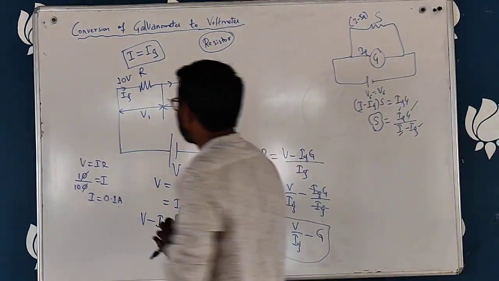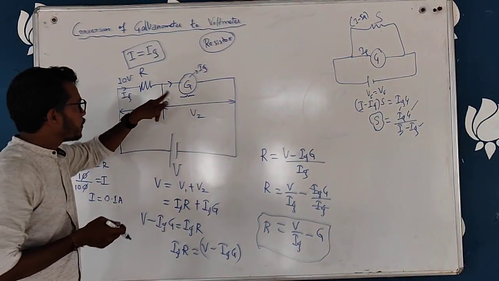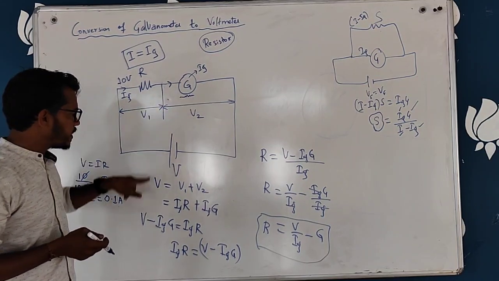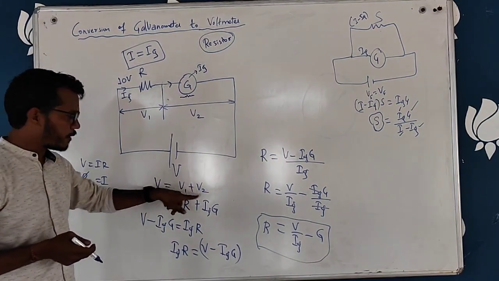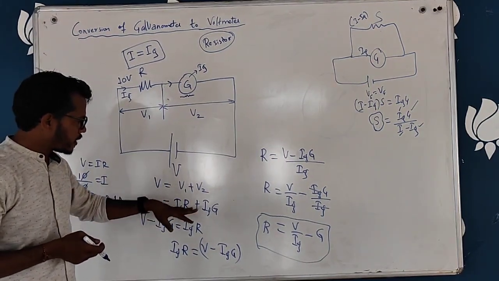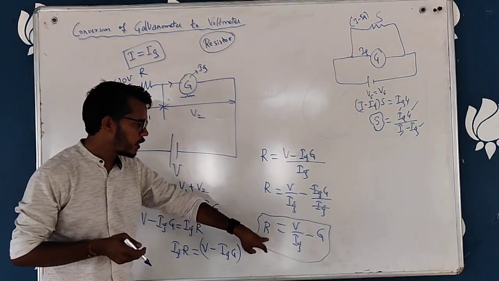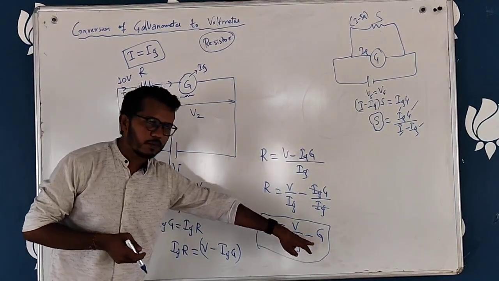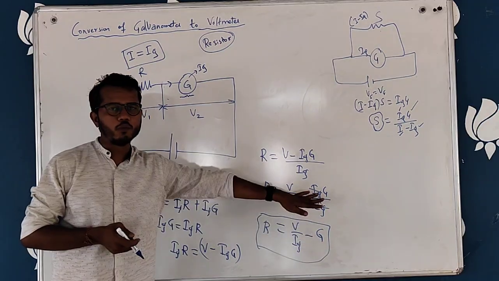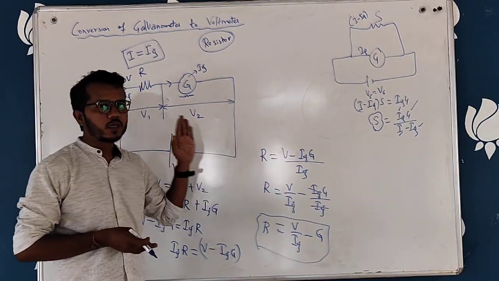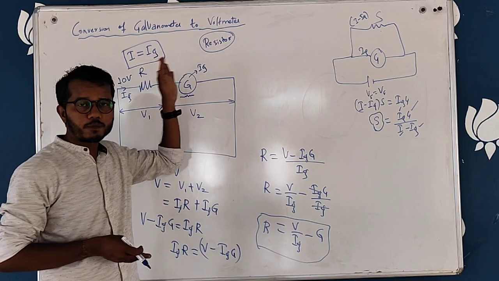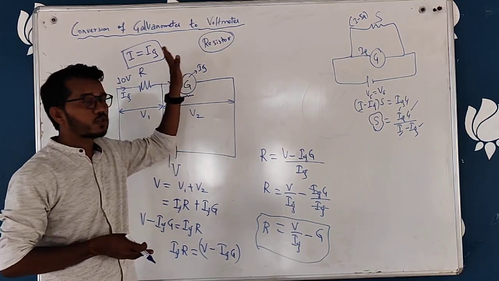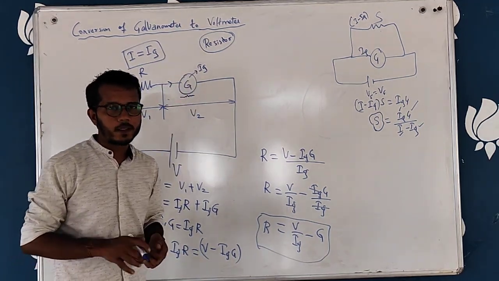And even here also, we want the resistance value. Here we are connecting in series. For series connections, we know V is equal to V1 plus V2, and again we apply Ohm's law. For that, we get R equal to V divided by Ig minus G. So I hope you have all understood the concept of conversion of a galvanometer into an ammeter as well as the conversion of a galvanometer into a voltmeter. Thank you.